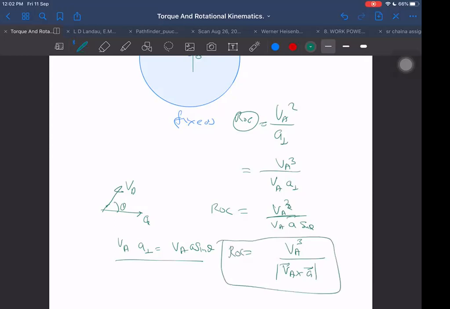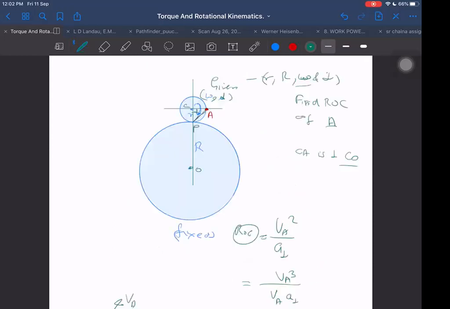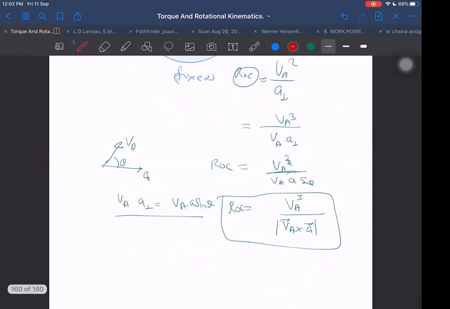How to get VA? We can get VA by connecting P to point A directly, because it is rotating about point P at this instant of time. So the distance is root 2 r, times omega. So I can directly write VA is equal to root 2 r into omega. One part is done. The numerator job is done already. We are left with the denominator part.